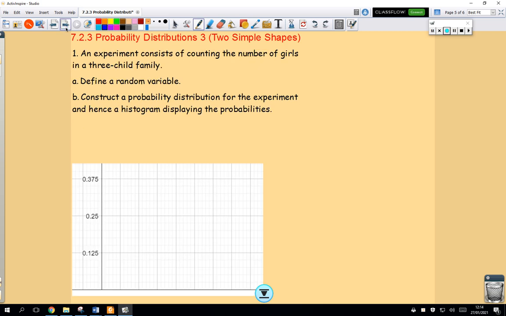Okay, I want to look at another experiment. An experiment consists of counting the number of girls in a 3-child family. Define a random variable, construct a probability distribution for the experiment, hence a histogram displaying the probabilities.